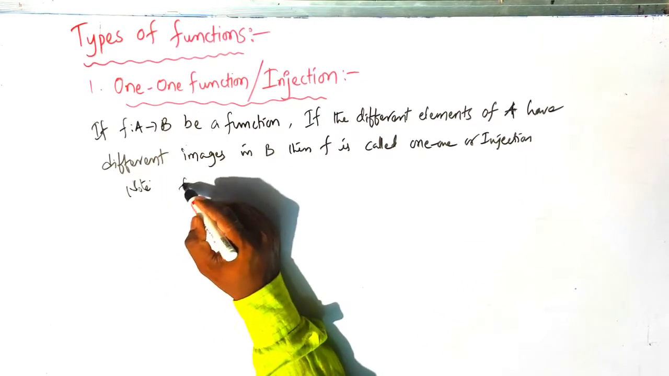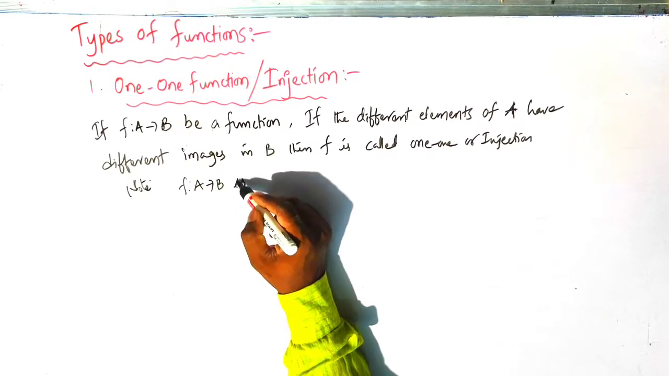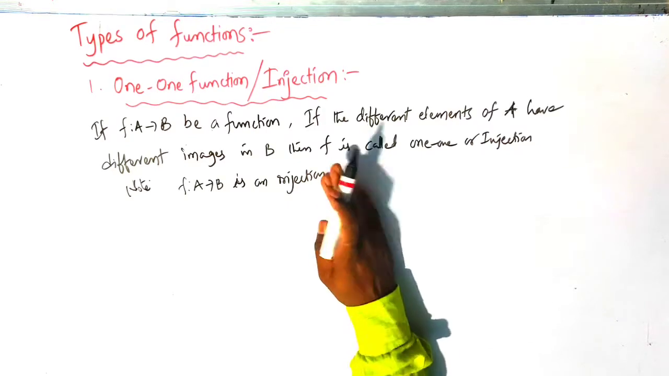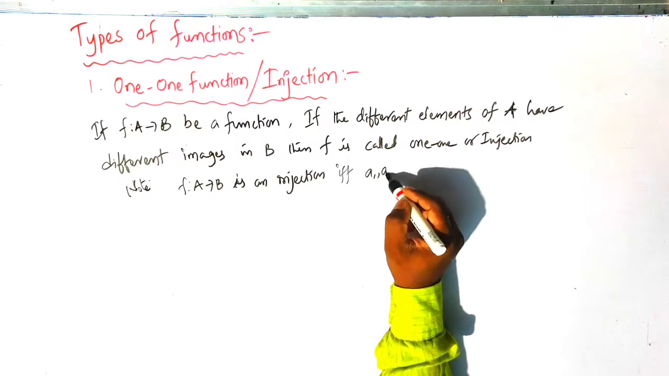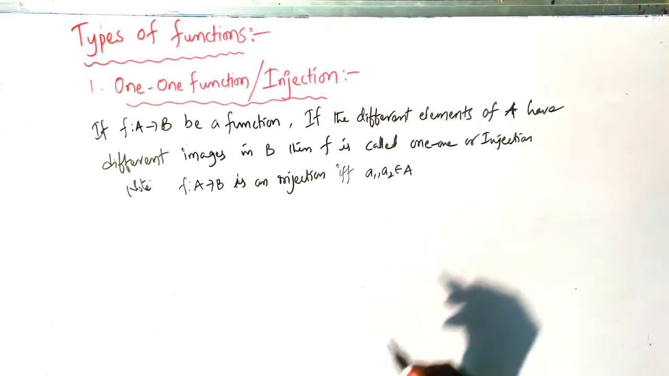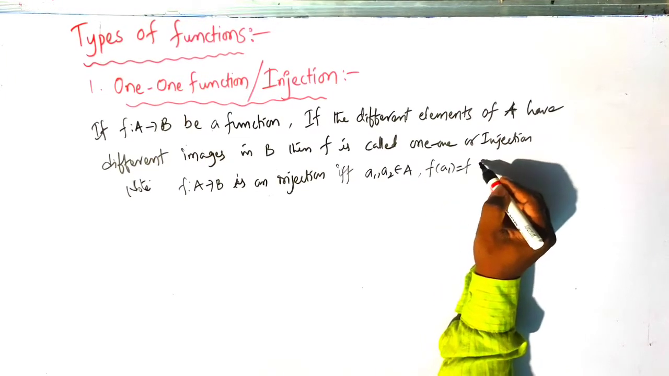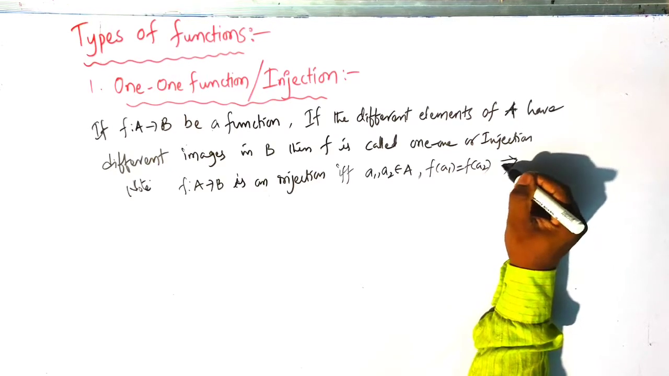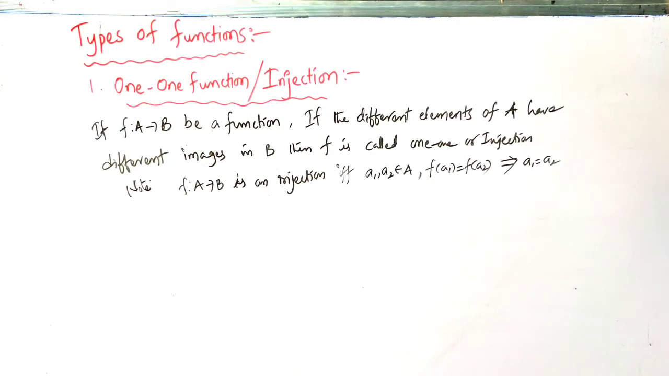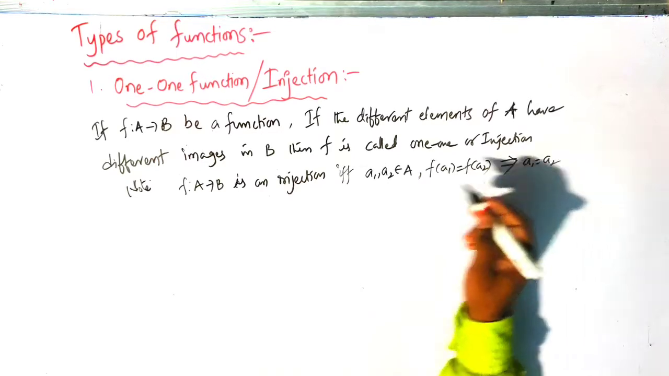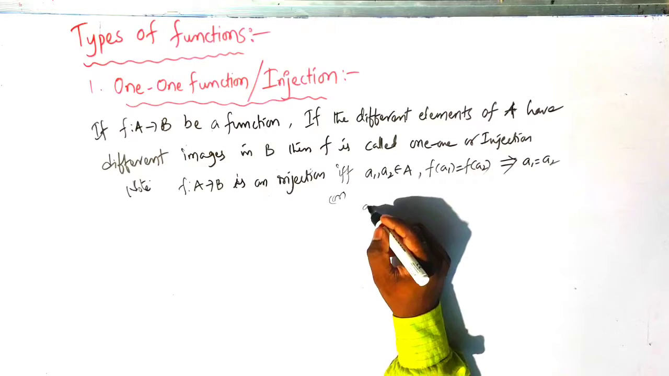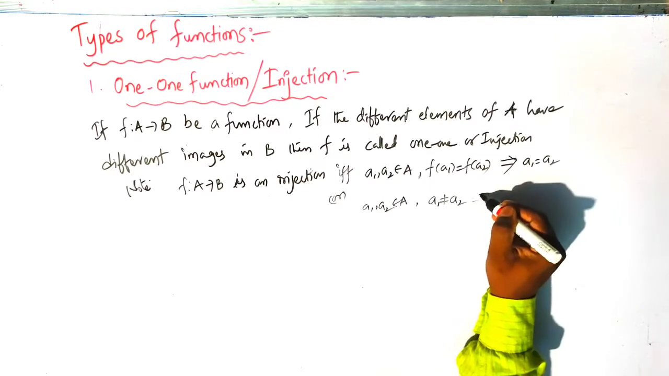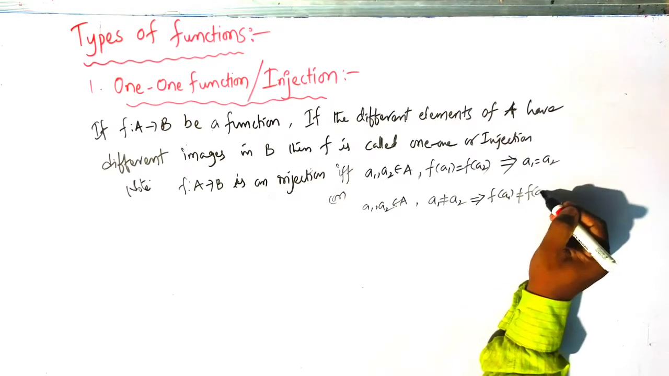How to write here? See here. So f from A to B is an injection if and only if A1, A2 belong to A, that is, if we take any two elements in A, and f of A1 equals f of A2, the images are equal, that implies A1 equals A2, the elements are also equal. Clear? So if the images are equal, the elements are equal, then we call it an injection. Or, A1, A2 belong to A. So if A1 not equals A2, the elements are not equal, then f of A1 should also be not equal to f of A2. Then also we call it an injection.